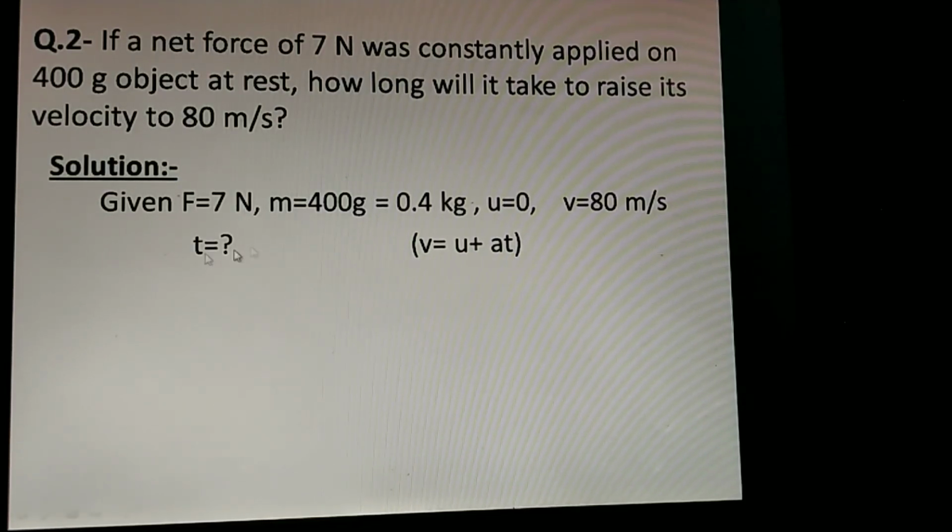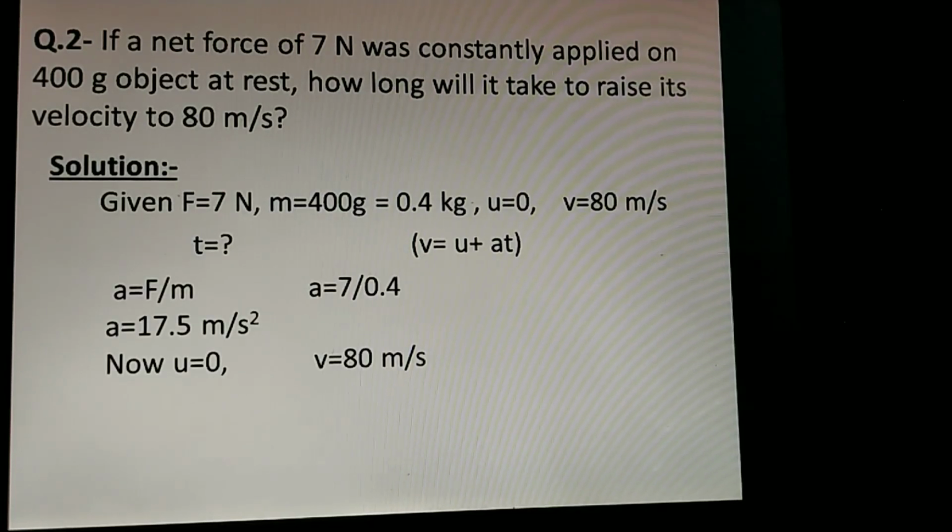So as we see in these values, v is given, u is given, t you have to find out, but the value for a is not given. So first we have to find out the value for a. Then the formula will be a equals F by m. Substitute the value for F, that is 7, m is 0.4, and after division we will get 17.5 meter per second square. Now we get the value for acceleration.